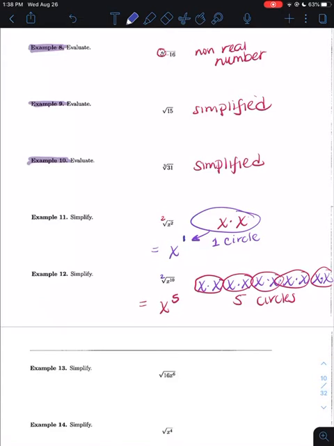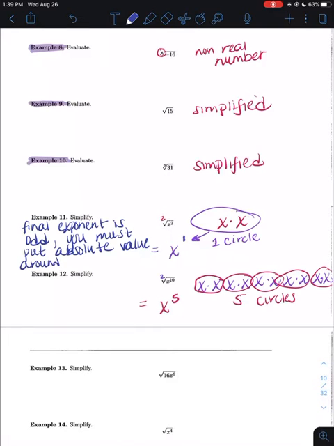So let me just make a note. Anytime your final exponent is odd, this is how it works: you must put absolute value around the variable. So in that case, the final answer would be, instead of just x to the first power, the absolute value of x.